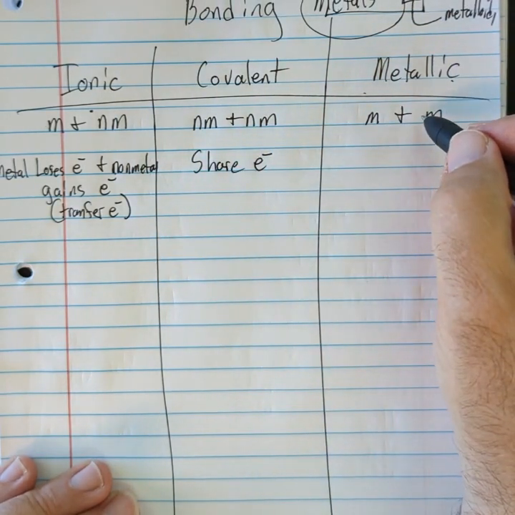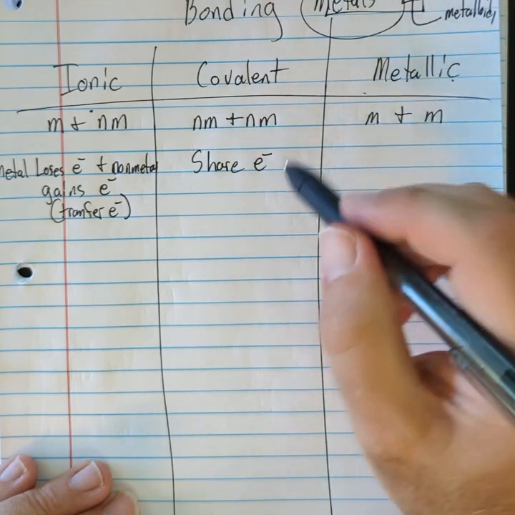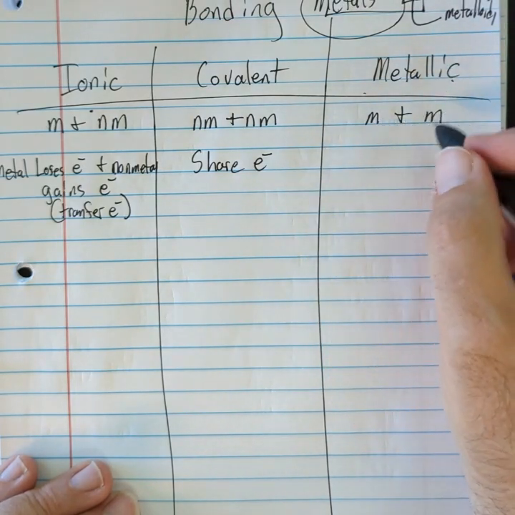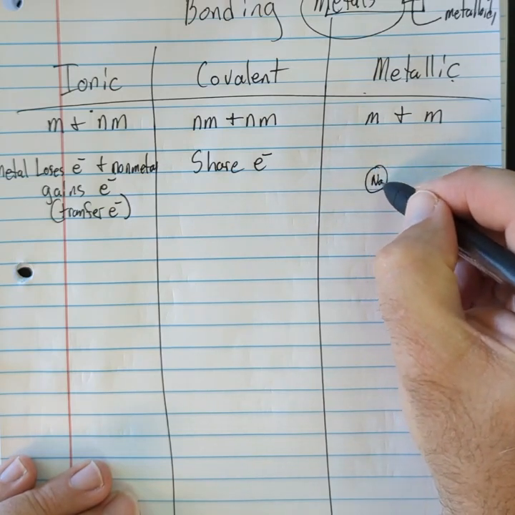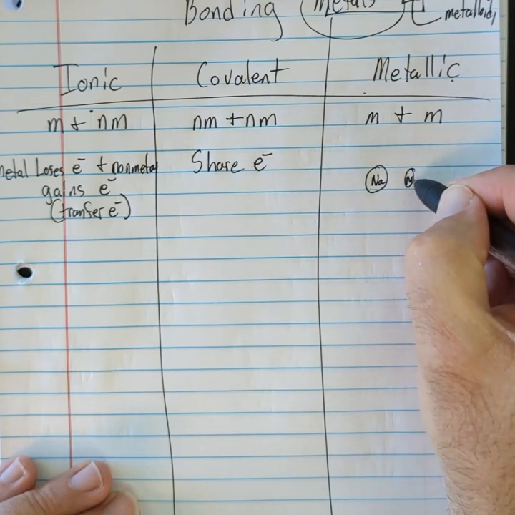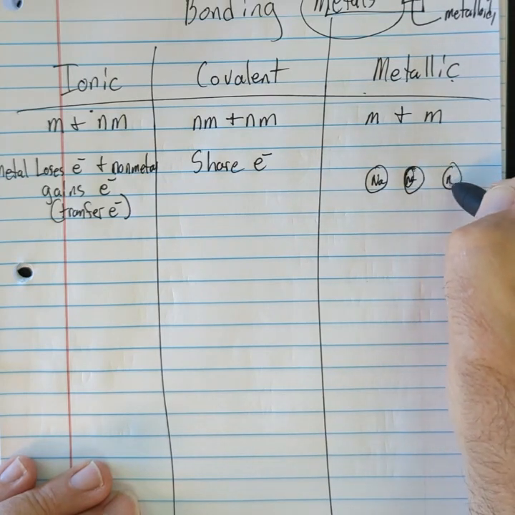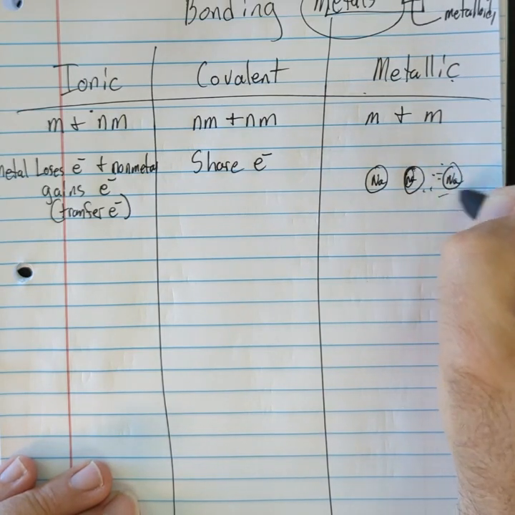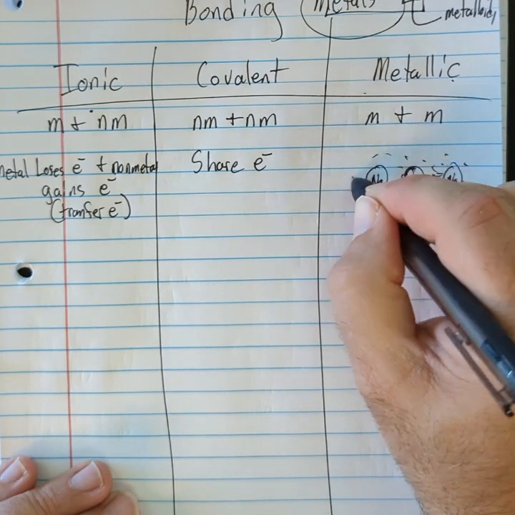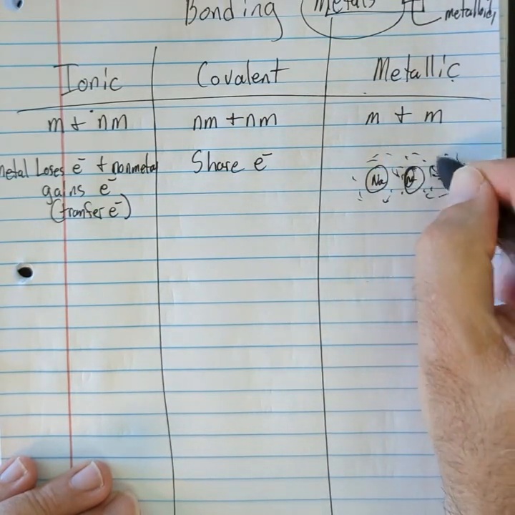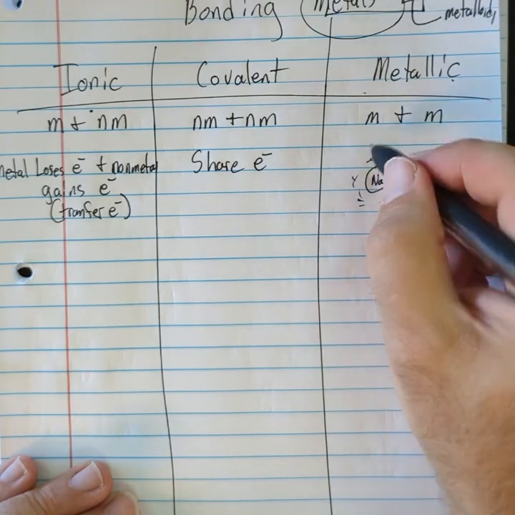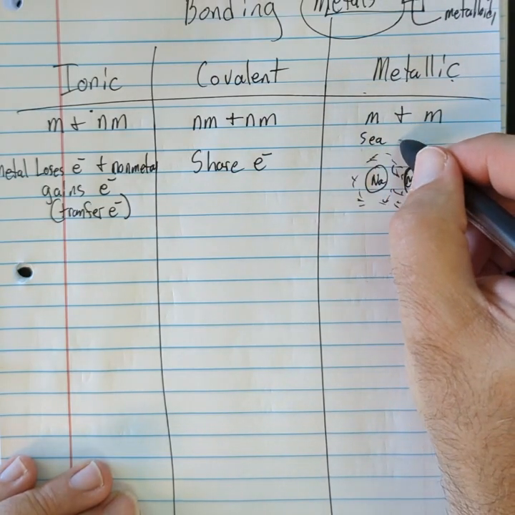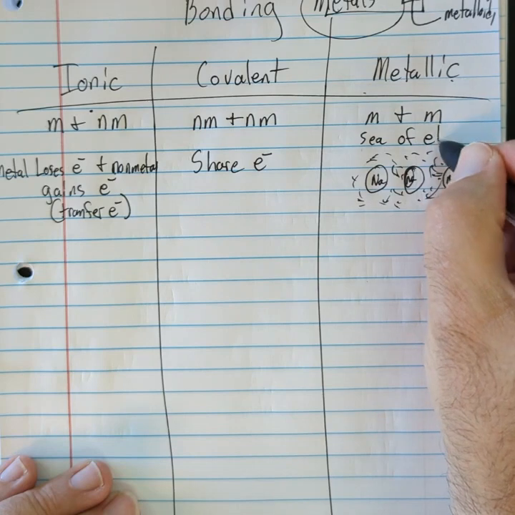And metallic bonds are similar to covalent bonds. You basically have, let's say, a sodium nucleus and another sodium nucleus, and another sodium nucleus, and they're all sharing their electrons. So there's like this sea of electrons around all the metal nuclei. And so you have a sea of electrons.